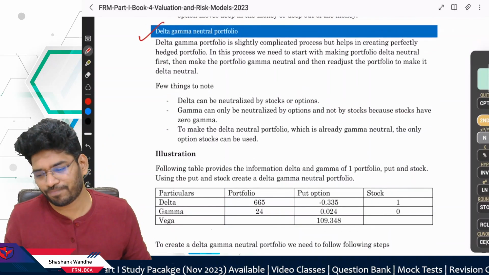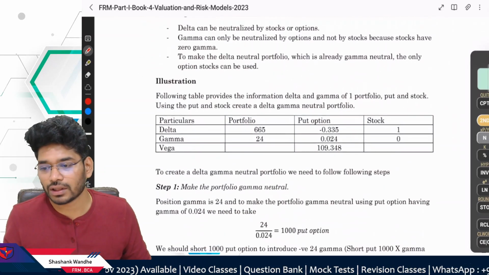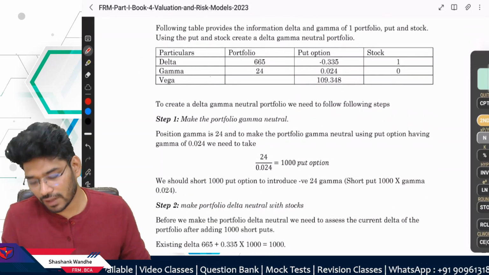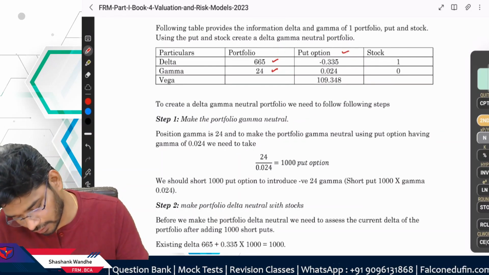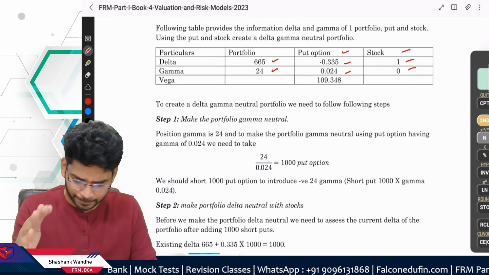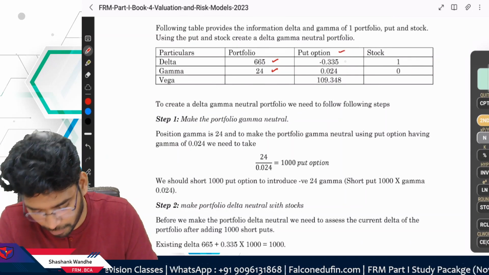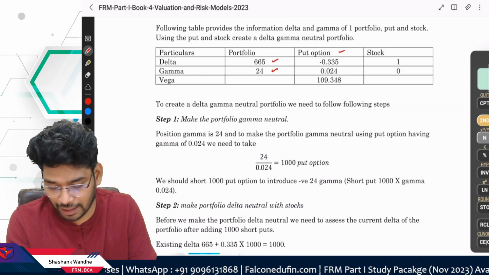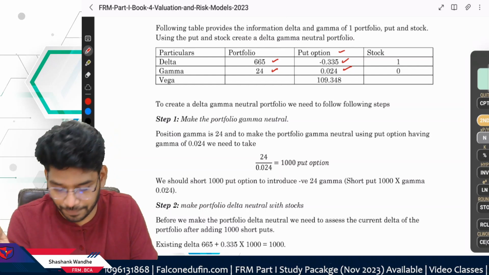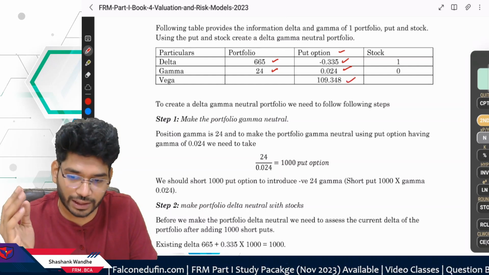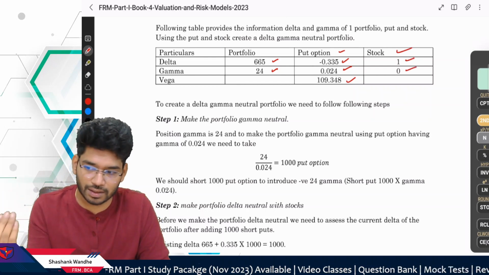Here I also took the Vega, but it's fine. We can avoid the Vega discussion. Now let's see this illustration. First we have this portfolio, and the portfolio has a delta of 665, gamma of 24. We are provided with these instruments. This particular instrument is a put option, and the put option has a delta of -0.335, gamma 0.025, and Vega is 109.348. And then we have the stock: delta is 1, gamma is 0.